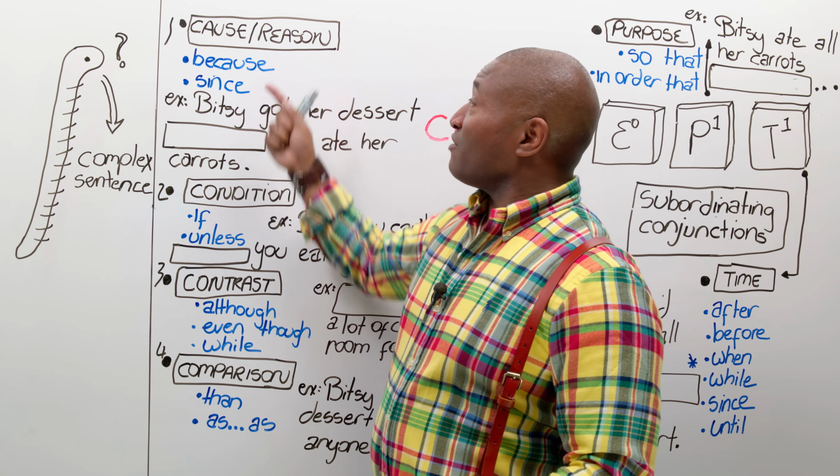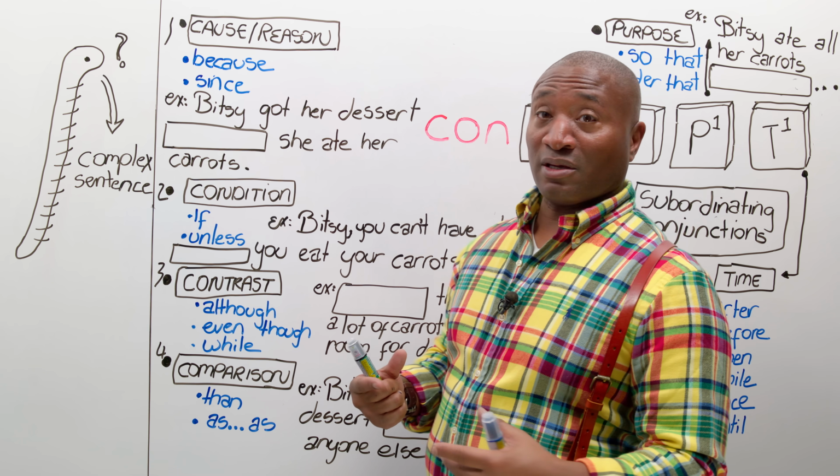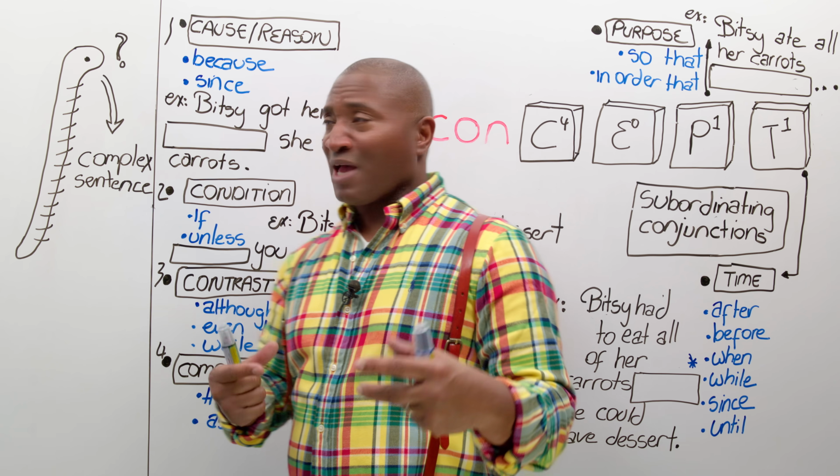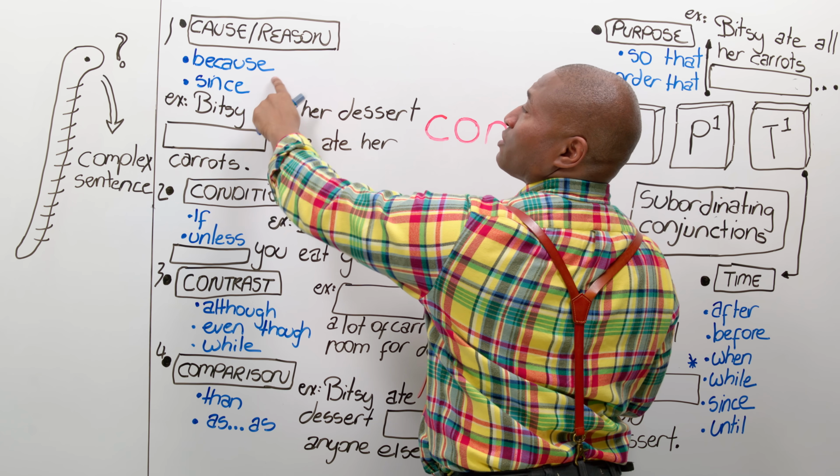So in this case, when we have a reason why we're doing something, why something happened, we're going to use words like because or since.